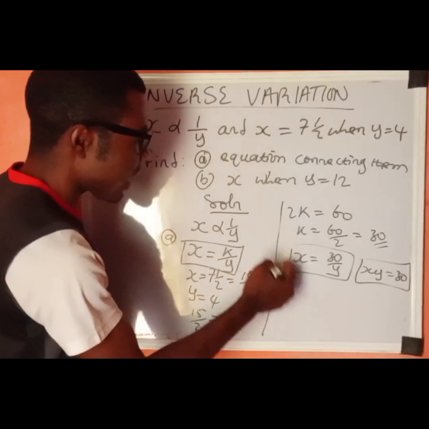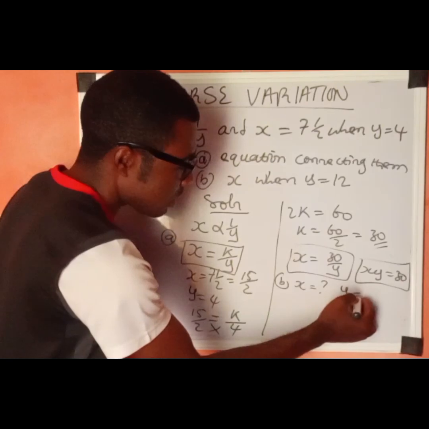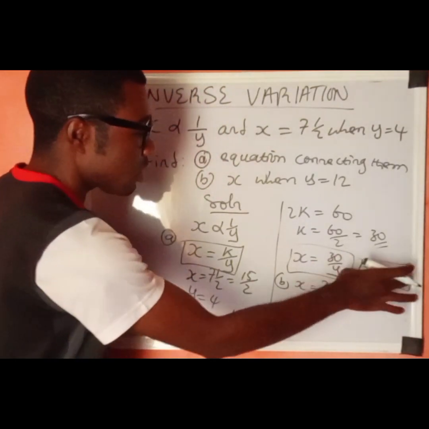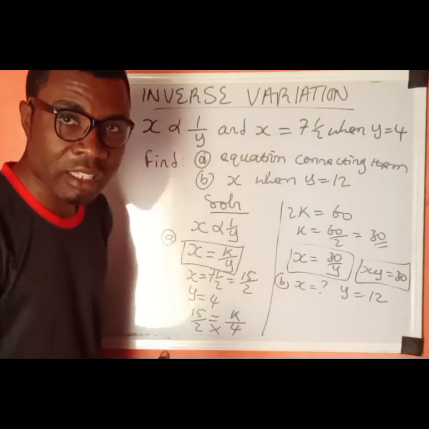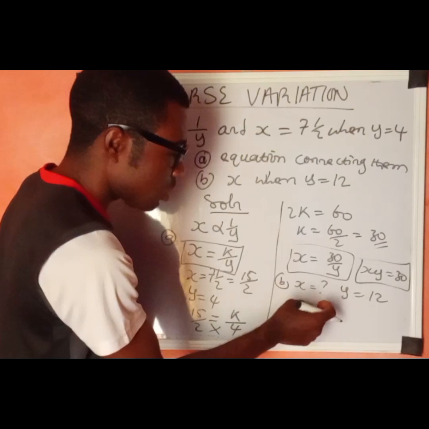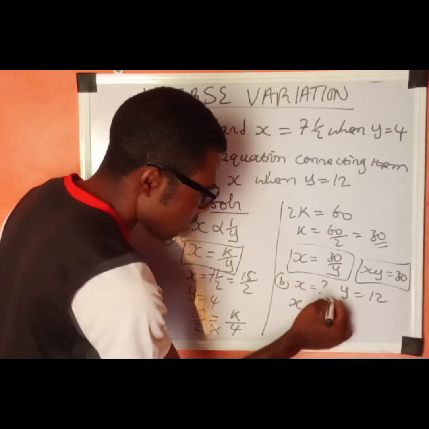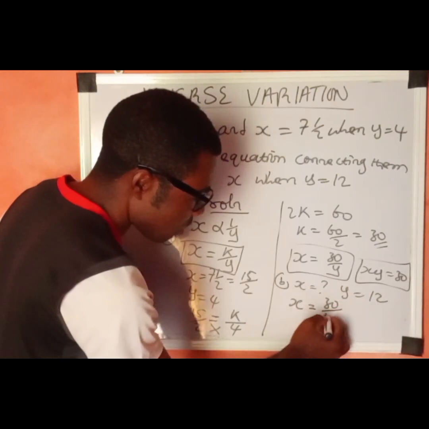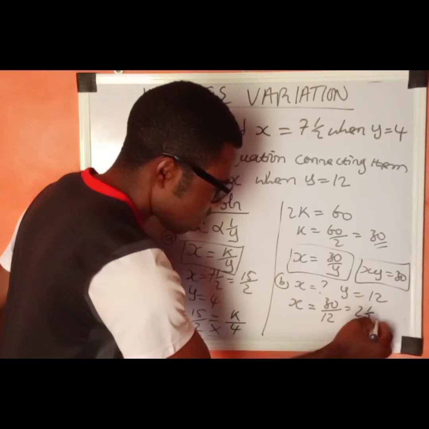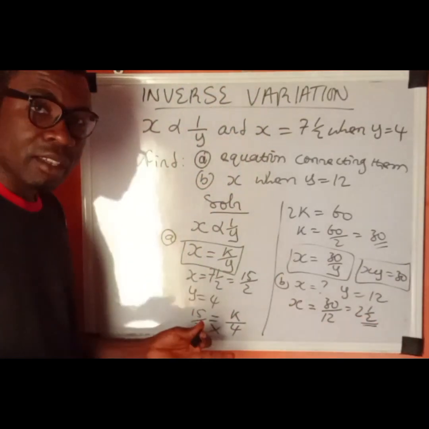Then B said we should find x when y is 12. How do we do that? Once I've gotten the equation connecting them, any other question that comes will be solved using the equation connecting them. So we substitute here. x is equal to 30 over y, and our y this time around is 12, and that will give us 2.5. So x is 2.5 when y is 12, and that is it.